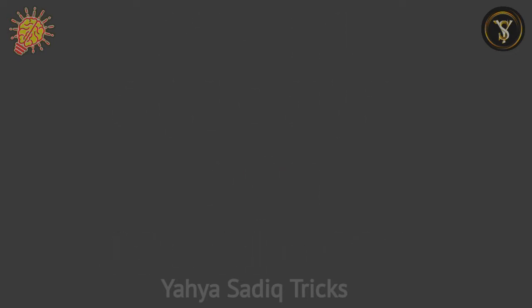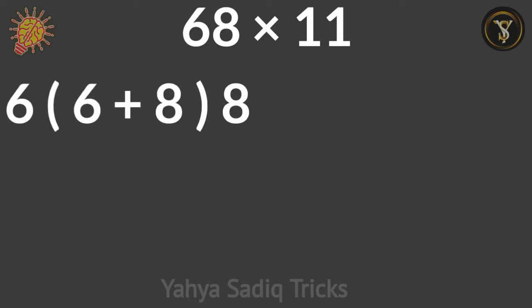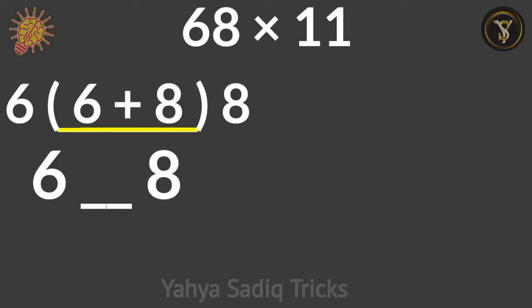One more example is 68 multiplied by 11. This situation is different. We should add 6 and 8 in the center of 68. So 6, bracket 6 plus 8 bracket close, and 8. We should leave a gap between 6 and 8. So 6 plus 8 is 14. 6148. This is not our answer.